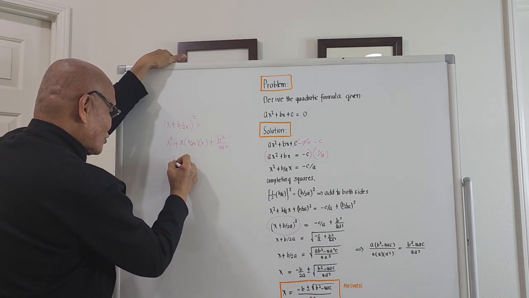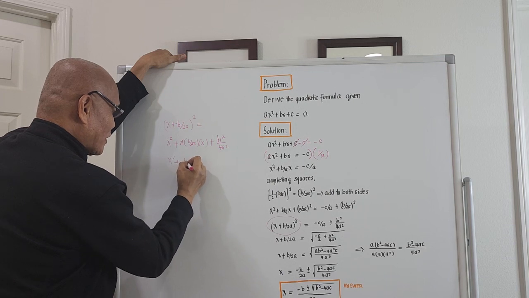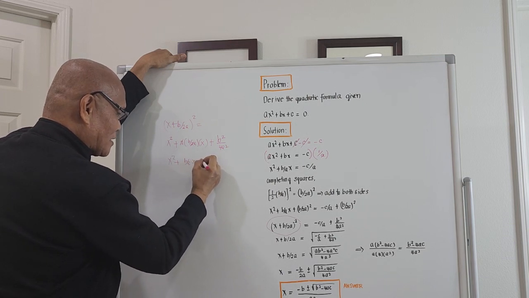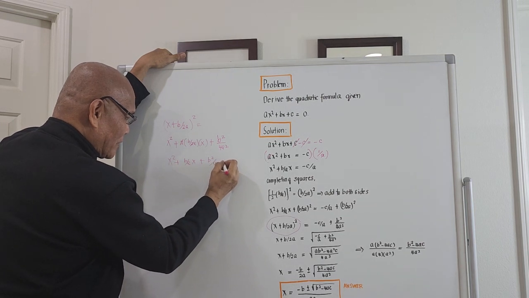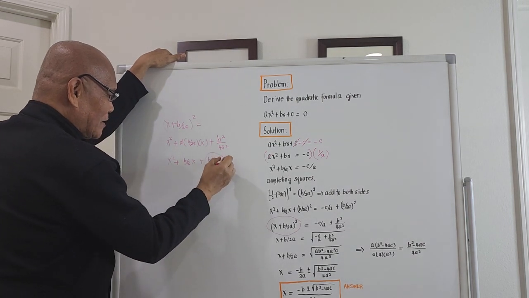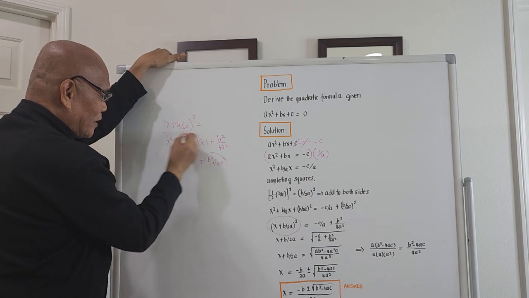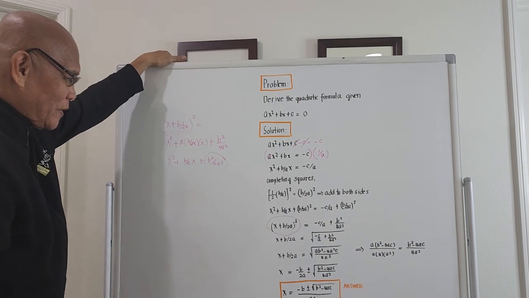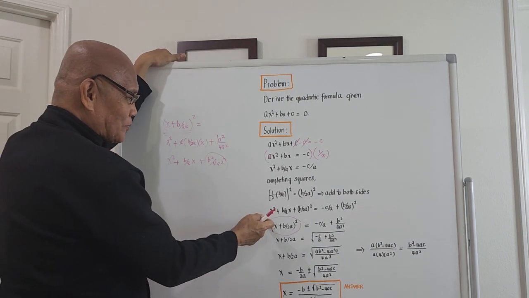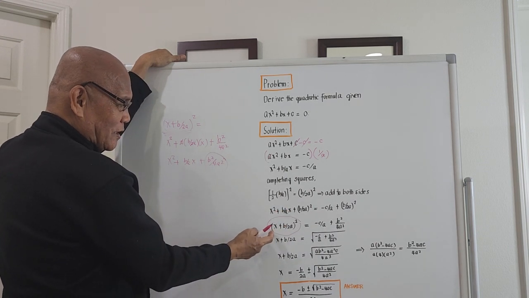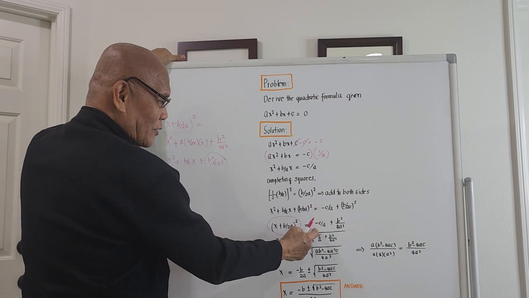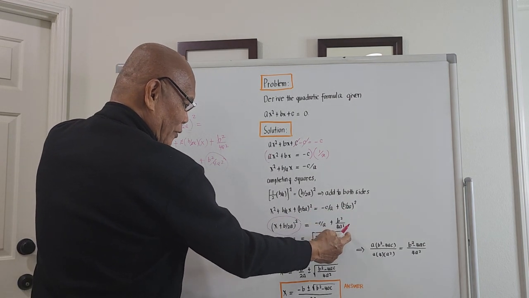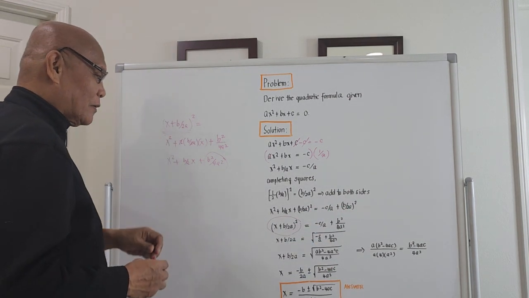So what remains will be x squared plus b over a times x plus what we added, the value of b squared over 4a squared. Okay, we added this one for it to be factorable to this one, right? So meaning to say, the factored form of this one will be the quantity x plus b over 2a quantity squared equal to negative c over a plus b squared over 4a squared. Okay?